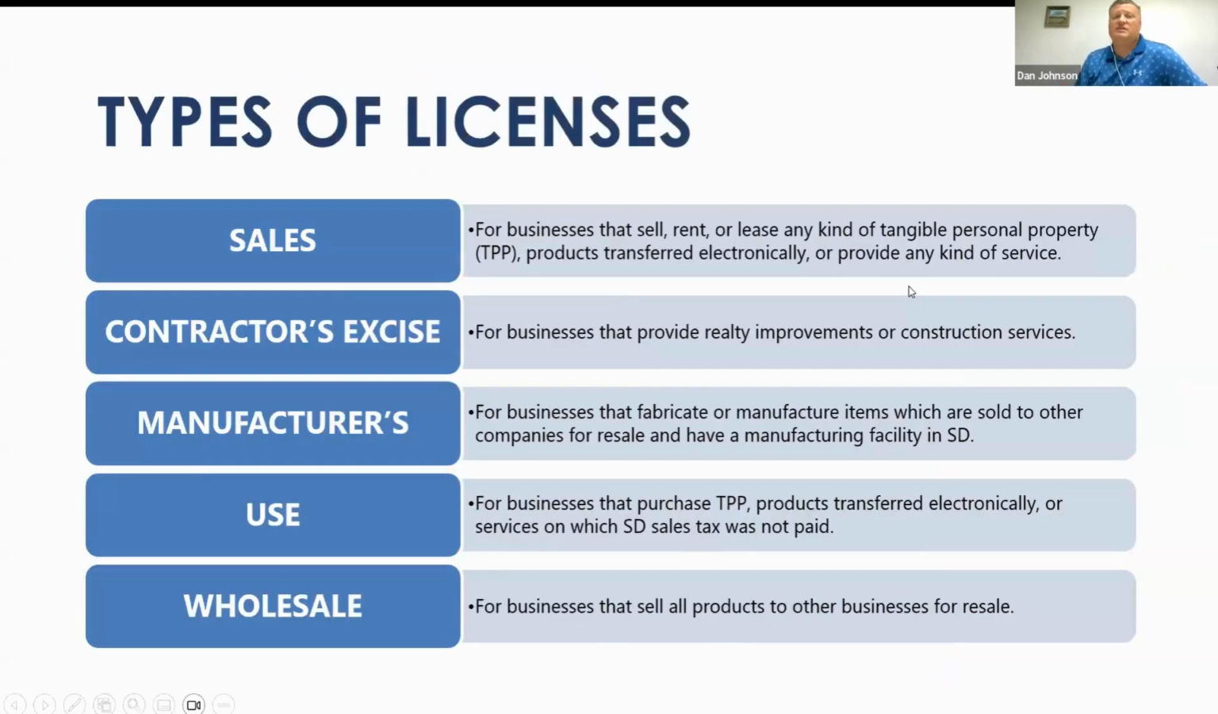Here are our types of licenses. We have a sales tax license, contractor's excise tax license, manufacturer's license, a use tax license, and our wholesaler license. Most people will be using the South Dakota sales tax license. Again, realty improvements, contractors, people that are doing some building, plumbers, electricians, they're going to be using the South Dakota contractor's excise tax license.